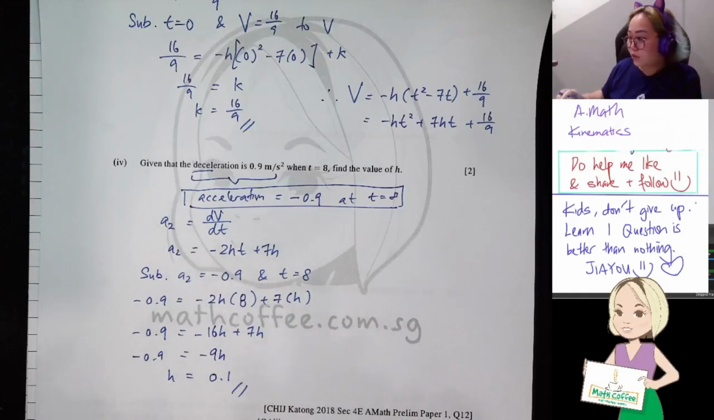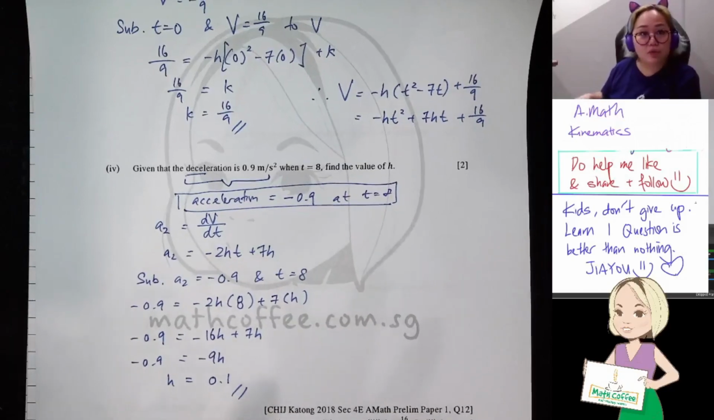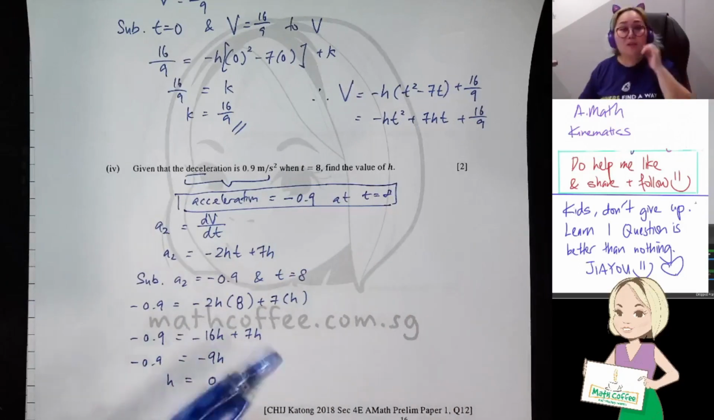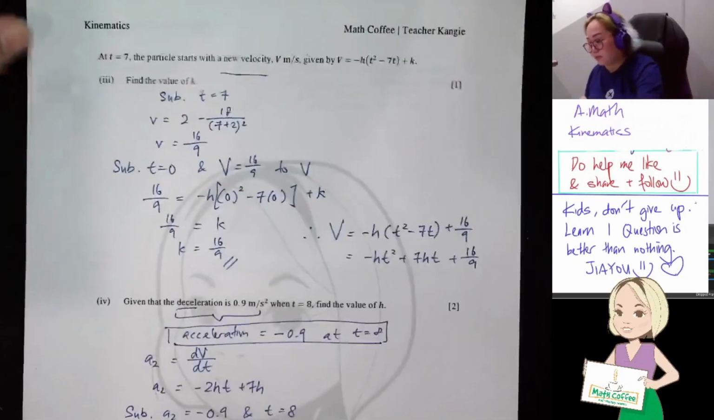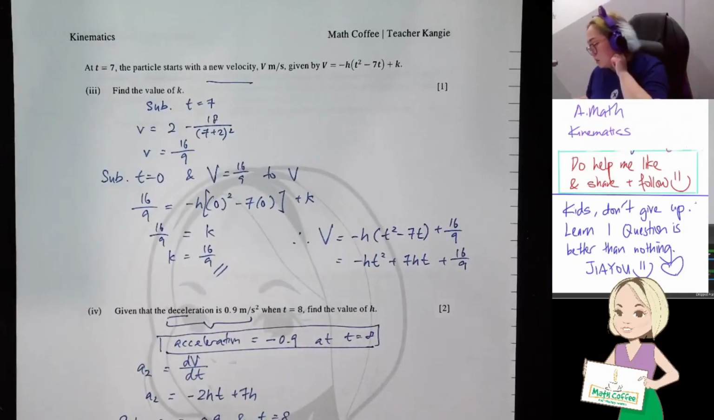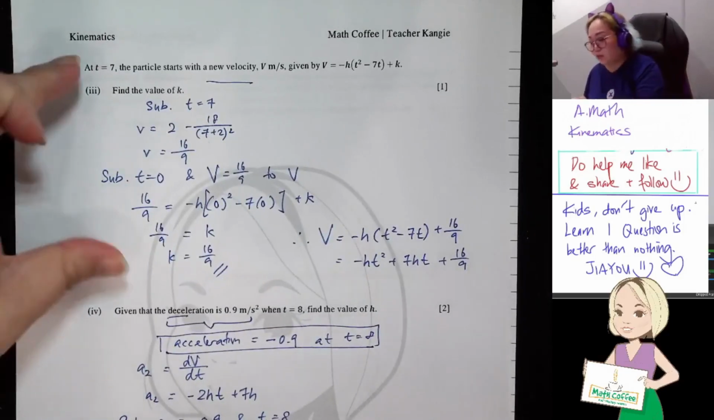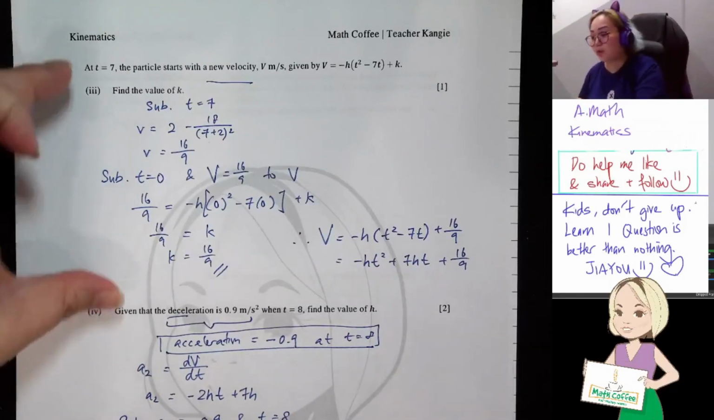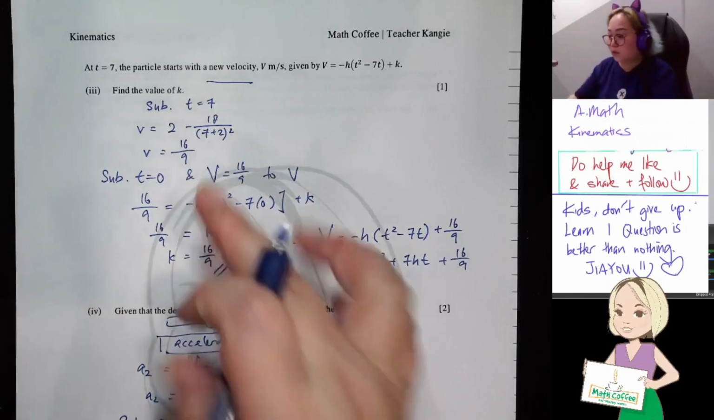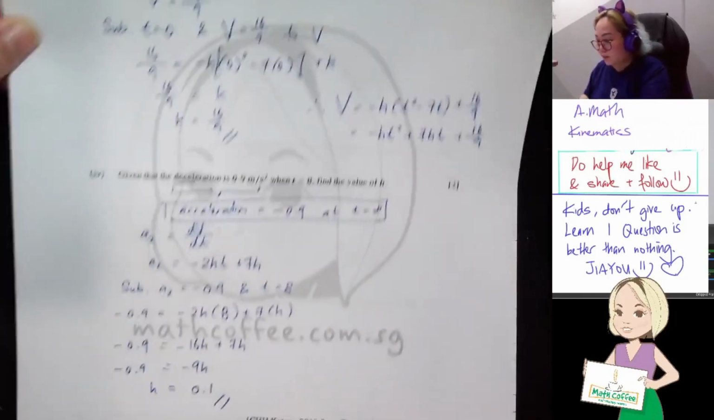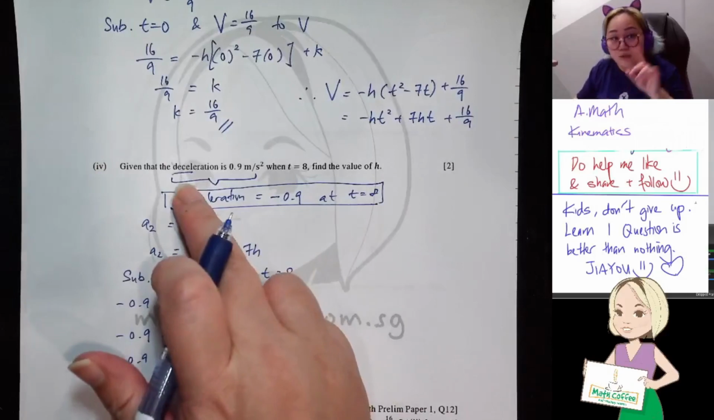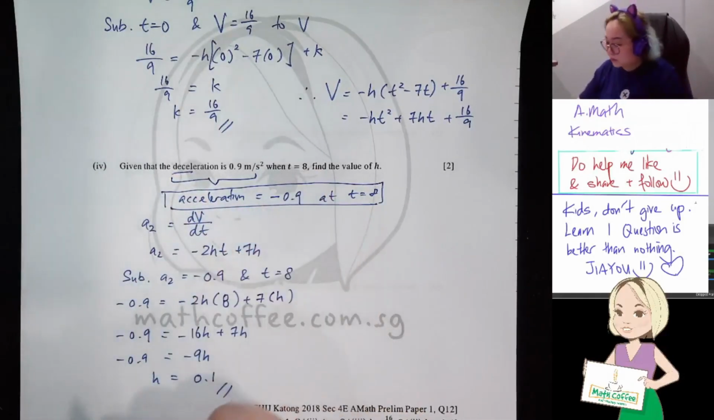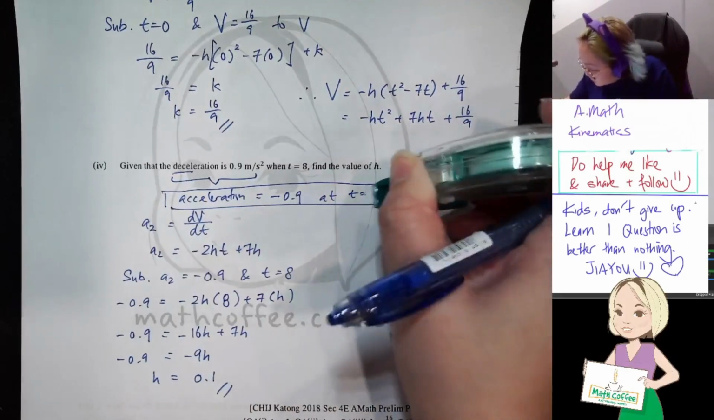So this is how I solve the unknown. All good? This is kind of tricky, it does come out this kind of question. In fact, this is a school past year paper question. So you need to know how to transit it to the new V. And after that, need to take note, deceleration means acceleration is negative 0.9.